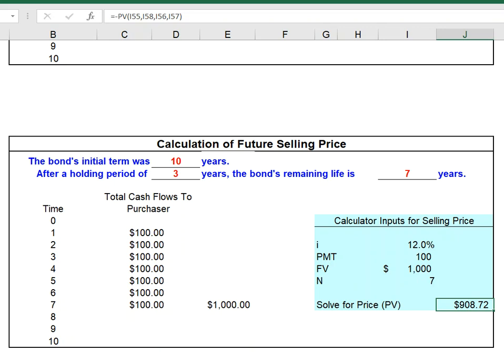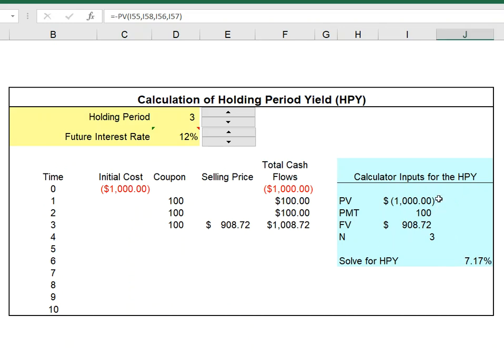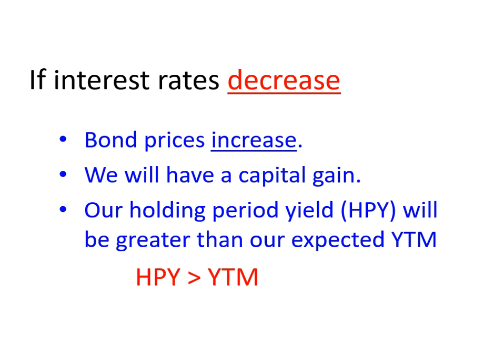Now, using that $908, we're ready to solve for our holding period yield. Again, we paid $1,000 for the bond. We sold it 3 years later for $908, and we received $100 a year for 3 years. Enter those into your financial calculator, and we can solve for our holding period yield, which is only 7.17%. It's less than the 10% initial yield to maturity we expected because interest rates went up and we had an unexpected capital loss.